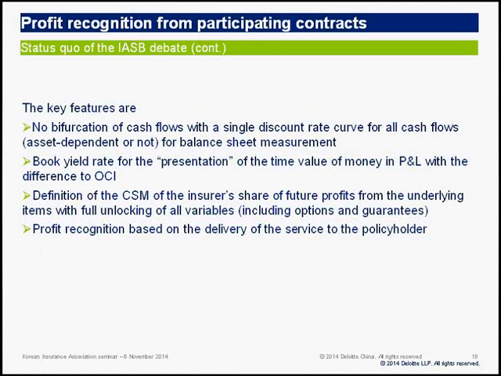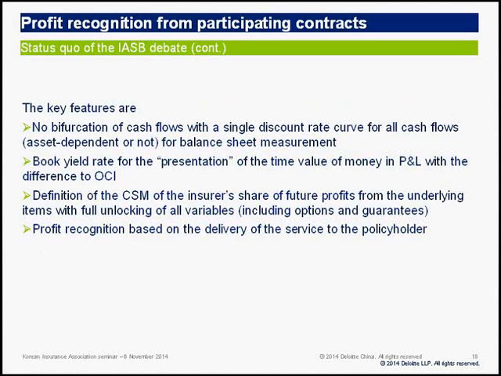In the P&L instead, there will be a book yield rate, which is derived from the accounting basis of the assets that are affecting the variable return described earlier, and that will reflect to P&L the time value of money. If there is a difference between the book yield and the balance sheet, that difference is the one that will flow then into the OCI reserve.